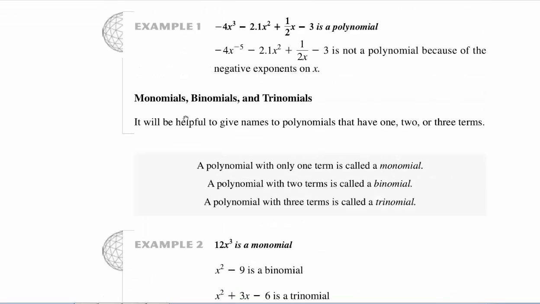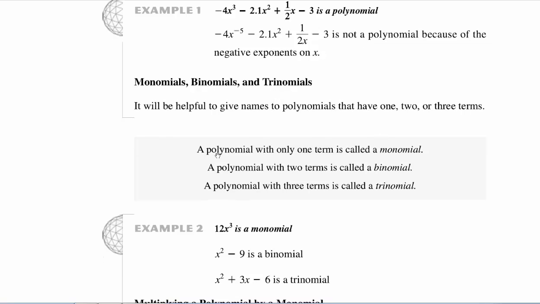Then we have monomials, binomials, and trinomials. And this probably makes sense, right? A polynomial with one term is called a monomial, 2 terms, binomial, 3 terms, trinomial, and so on.